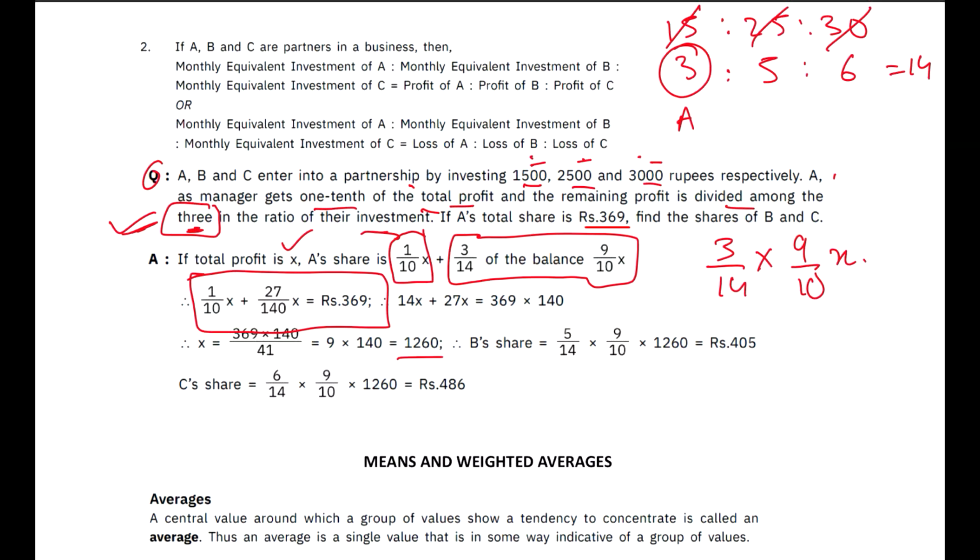Or else if you want to go by the solution written over here, you take 5/14, that is B's part, multiply it with 9/10 of the total amount, and then you get your answer. Same happens in the case of C also. So see, I want to show you that these specific questions open your mind a lot.